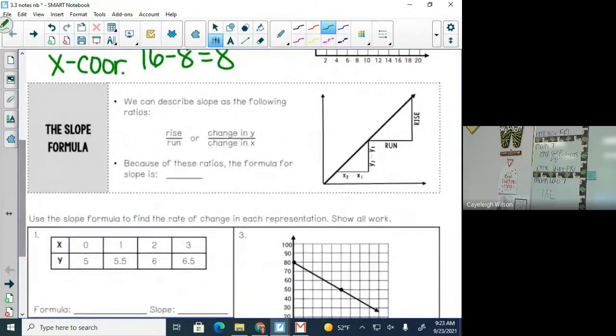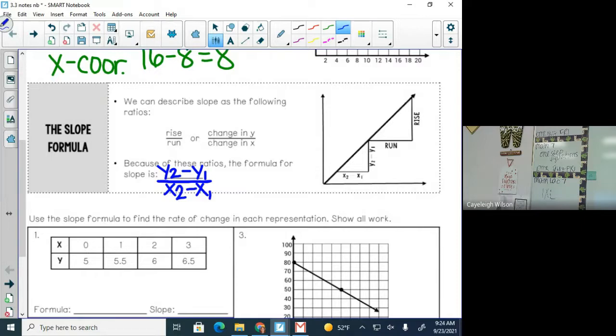Okay, so we can just describe slope as rise over run, the change in the y over the change in the x, and now we're going to add one more way. And that way is by using the slope formula. The slope formula is y2 minus y1 over x2 minus x1. Make sure that line is in there.